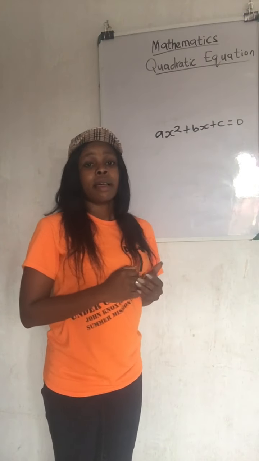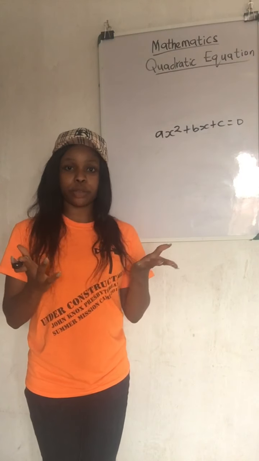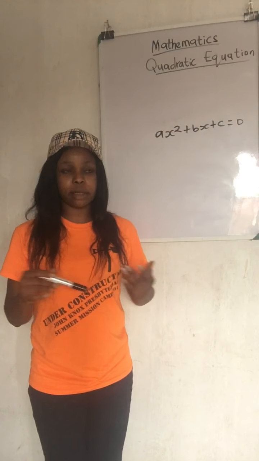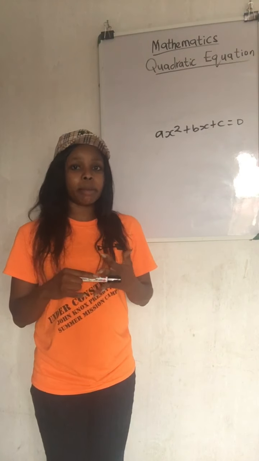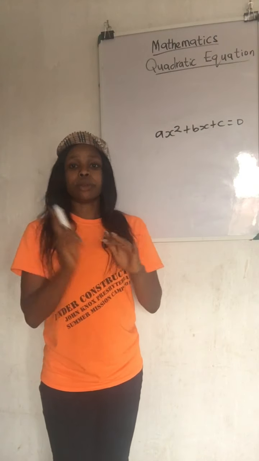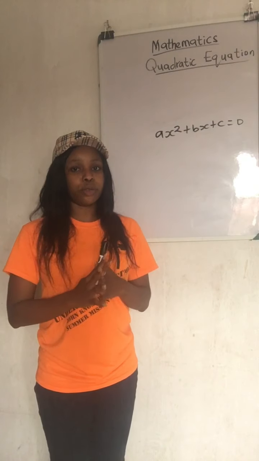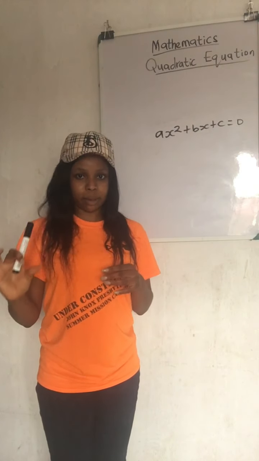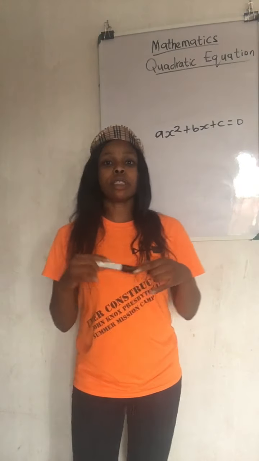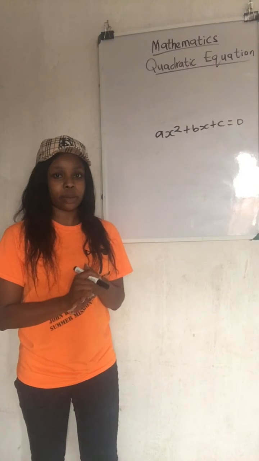The next thing to tell you is that a quadratic equation can be solved in different ways, okay? It can be solved through the factorization method. You can use the completing the square method, the formula method, or the graphical method. Any one of your choice, or whichever is convenient enough for the particular question you're asked. But today in this video I'm going to teach you how to solve a quadratic equation using the factorization method.